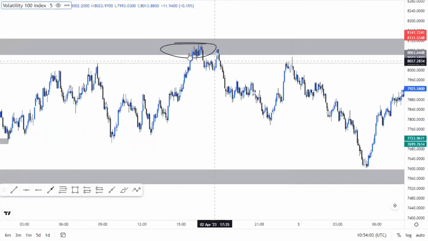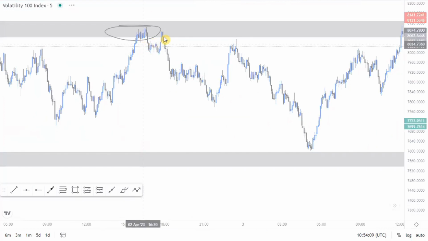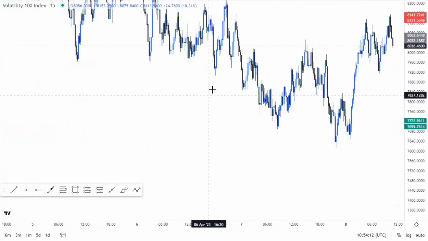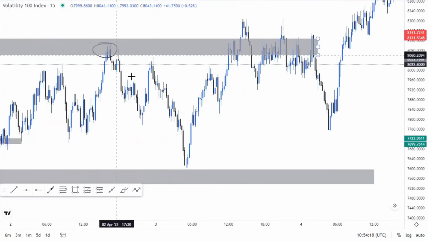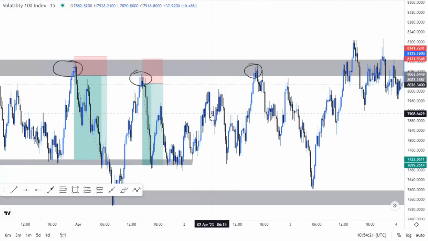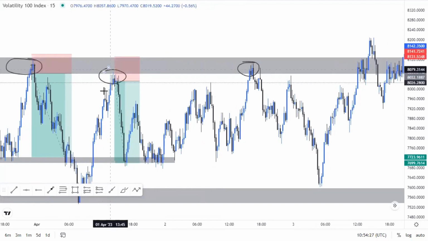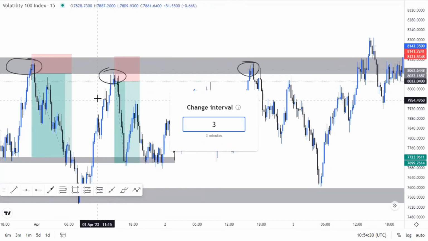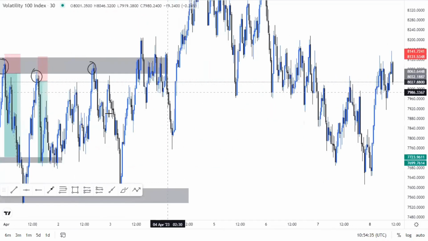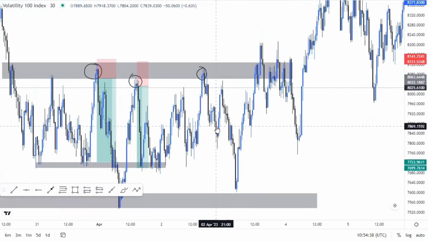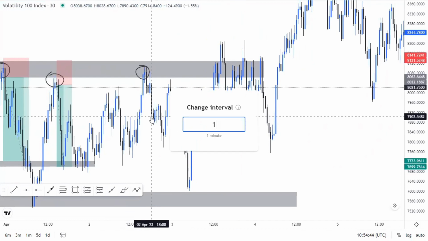So now looking at this area, what happens here? We have our rejection. Let me just go down to the 15 minutes so that we see it clearly. We have the market rejecting at that area. Look at the 15 minutes. Are you seeing it? You see the multiple rejection. Let's look at the 30 minutes and see what happened. Nothing too evident on the 30 minutes. So let's go back to our 15 minutes.